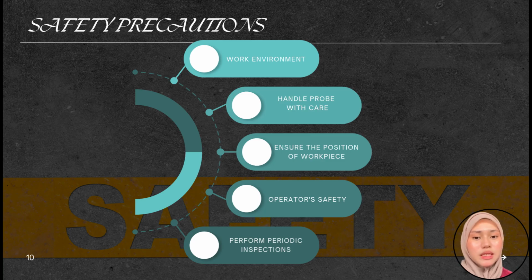So periodic inspection such as calibration and maintenance must be carried out to ensure that the machine and tools used are always in good condition to ensure the measurement accuracy, such as periodically calibrating the probe, checking the electrical and mechanical system, and documenting all the maintenance activities.